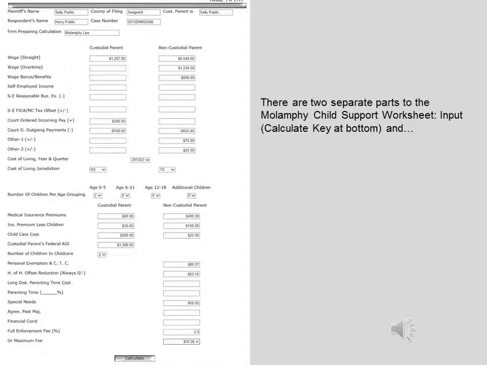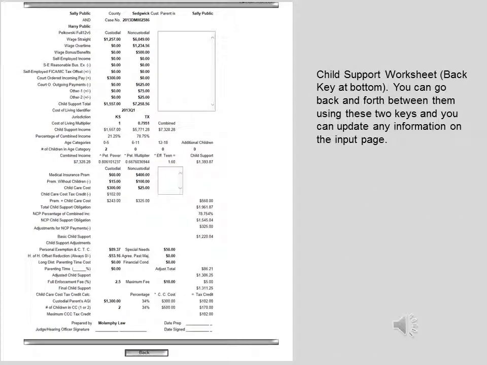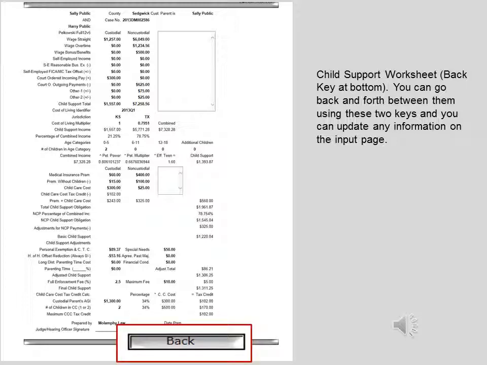There are two separate parts to the Molamphy child support worksheet. Input, with a calculate key at the bottom, and child support worksheet, with a back key at the bottom. You can go back and forth between them using these two keys, and you can update any information on the input page.